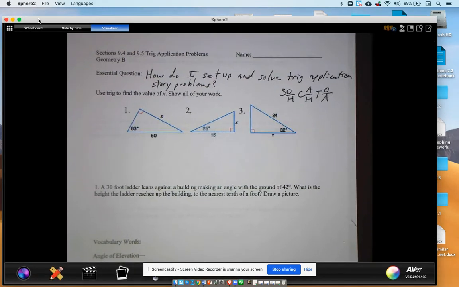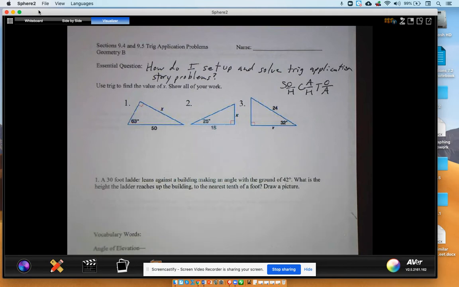Going to work with you on section 9.4 and 9.5 combined when we actually get into the story problems.